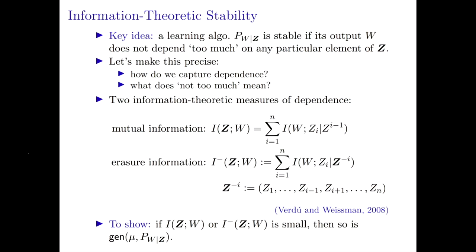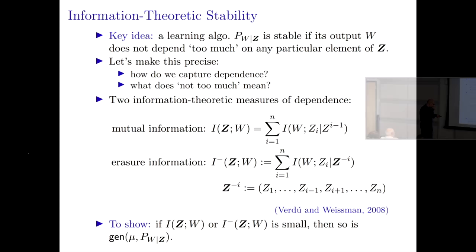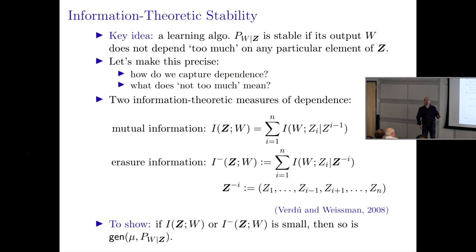Let's make this precise, because there are multiple ways of capturing dependence. And once we've done that, what do we mean by not too much? We have to choose a scale. When we started working on this, our first paper was with me, Sasha Rakhlin, Aolin Xu, Yihong Wu, and Matt Tsao. The first thing we did was this erasure information, which I'm going to introduce. Later, Aolin dug a bit more carefully and realized that you can actually do this with mutual information, which is going to be a tighter bound, but we'll see where this goes. So let's look at the mutual information between the data, which is an n-tuple, and W.